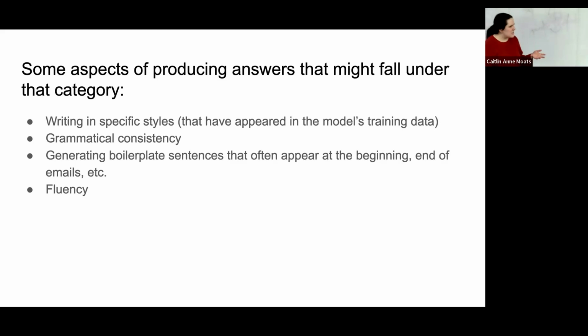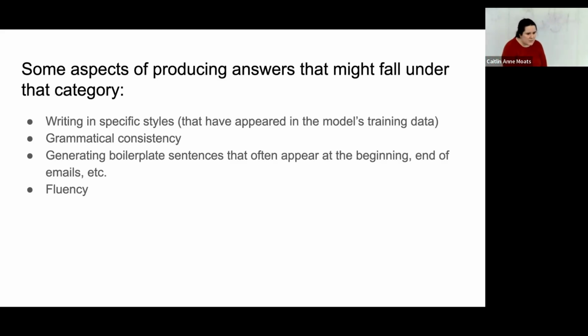Also, grammatical consistency. These models tend to be pretty good at that. It's highly related to figuring out what kind of word comes next, like the sense of a verb or tenses. Also, if you've ever asked ChatGPT to generate something, you might notice that generating boilerplate sentences that often appear towards the beginnings or ends of emails, ChatGPT has those on lock. It's seen those so many times. All of these can basically be summed up as fluency.